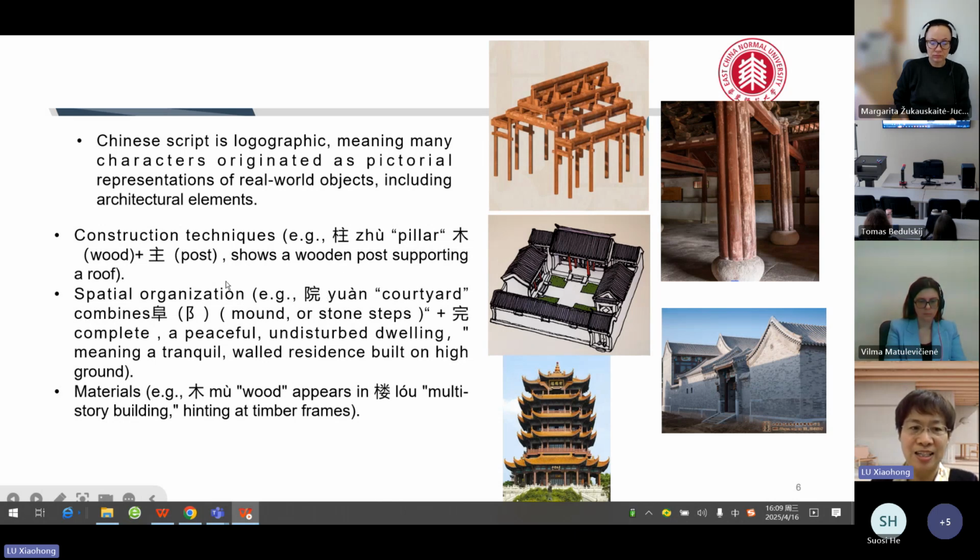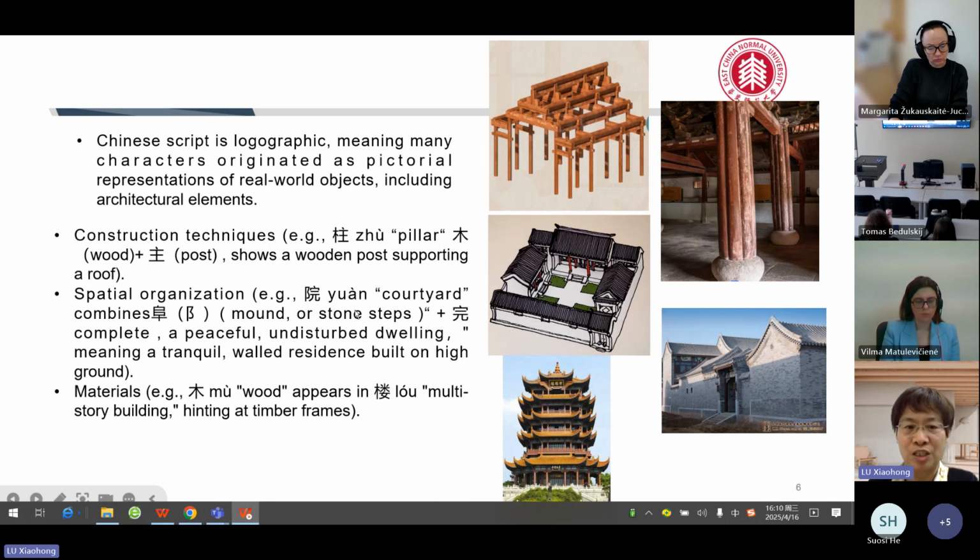And another is that we can find the spatial organizations through the Chinese word. For example, yuan. Yuan means courtyard. So if we analyze this word, we can find the left part, we pronounce it as fu, which means mound or steps, mountainous steps. And the right part here, yuan, it means complete. That means with the courtyard, we have this circle, and then it is complete. It also means a peaceful, undisturbed dwelling. Usually, it is built on high ground because the left part, mound, means higher ground.